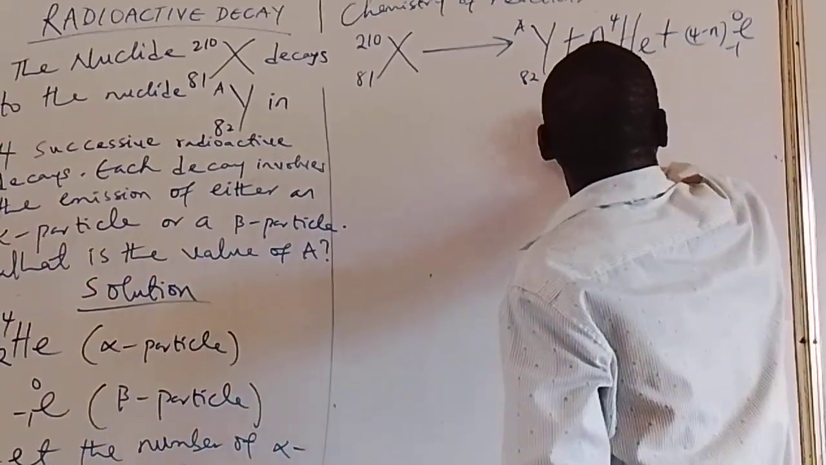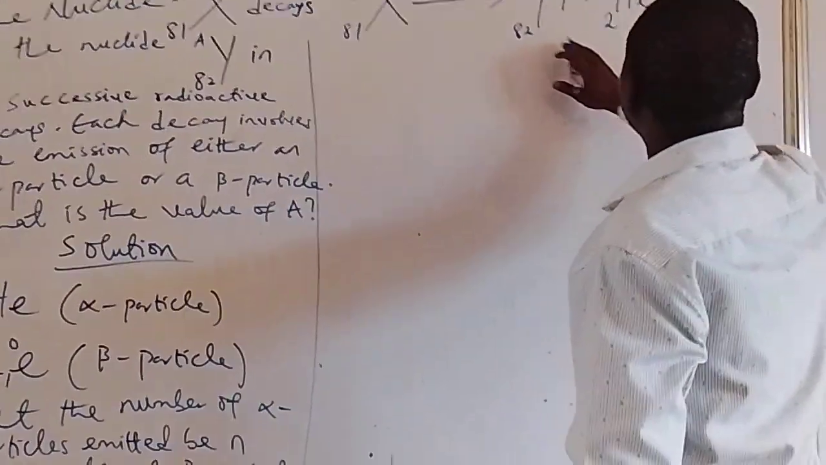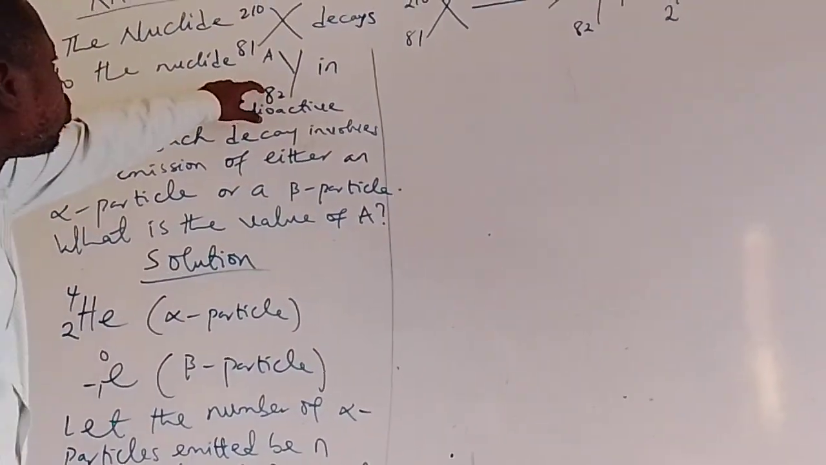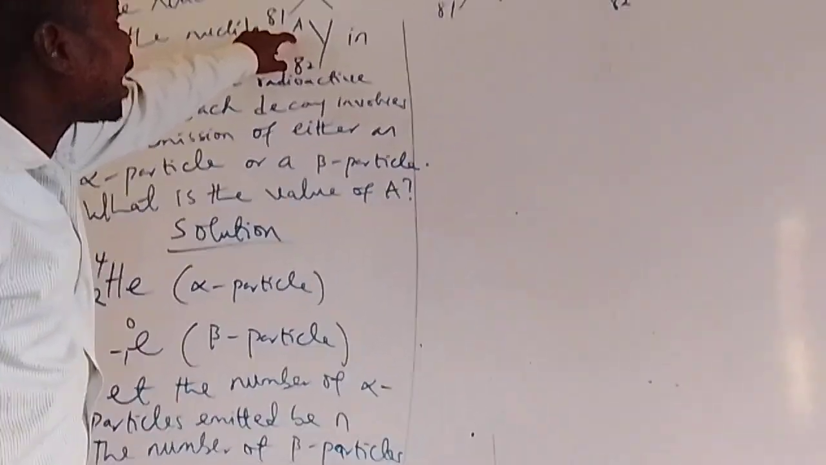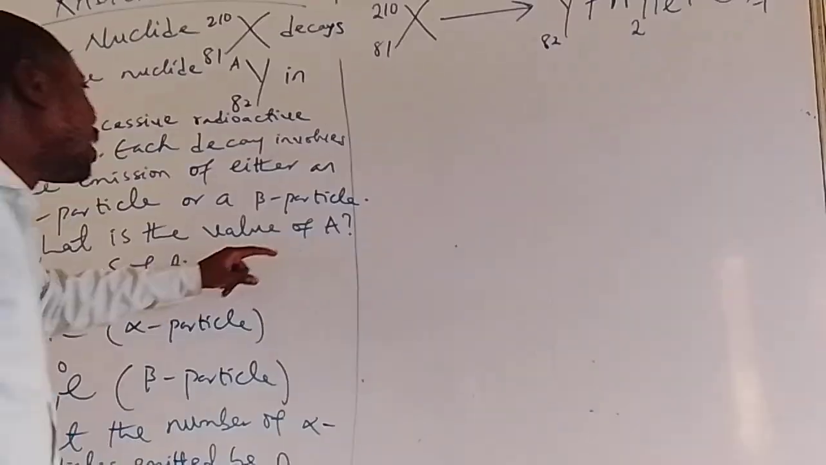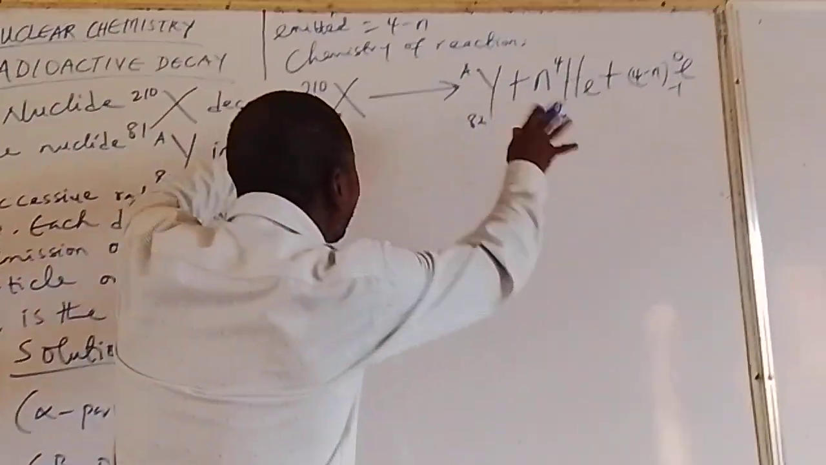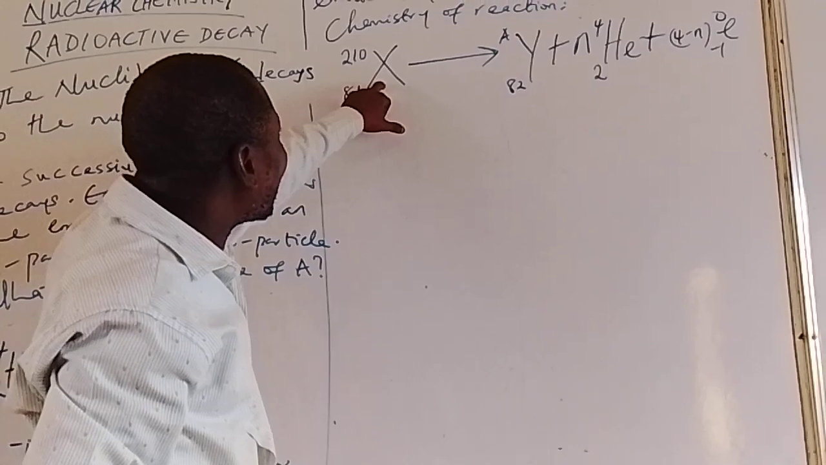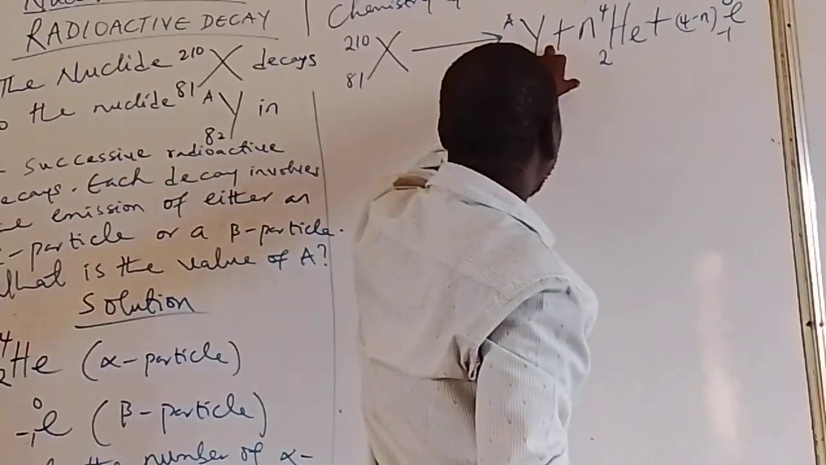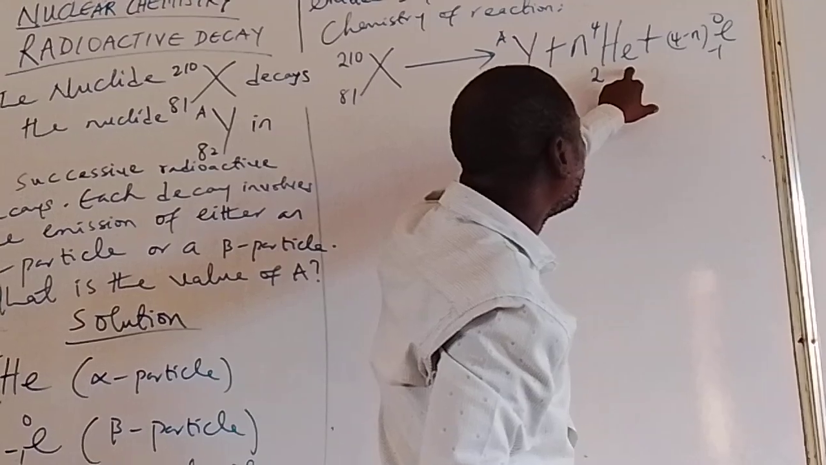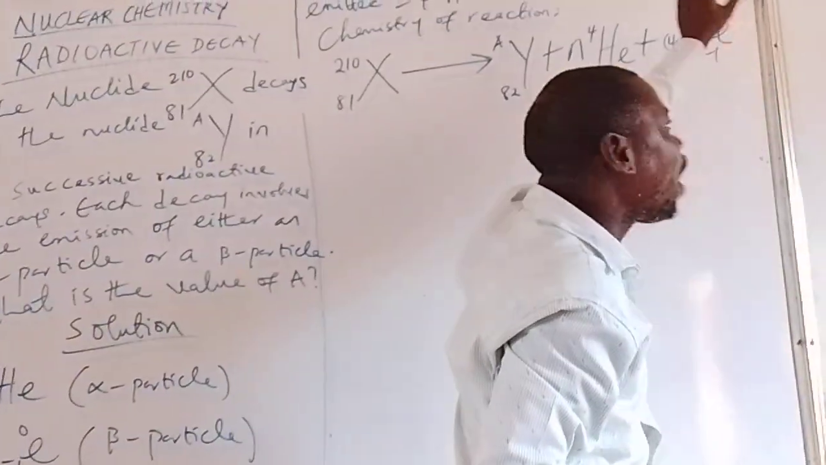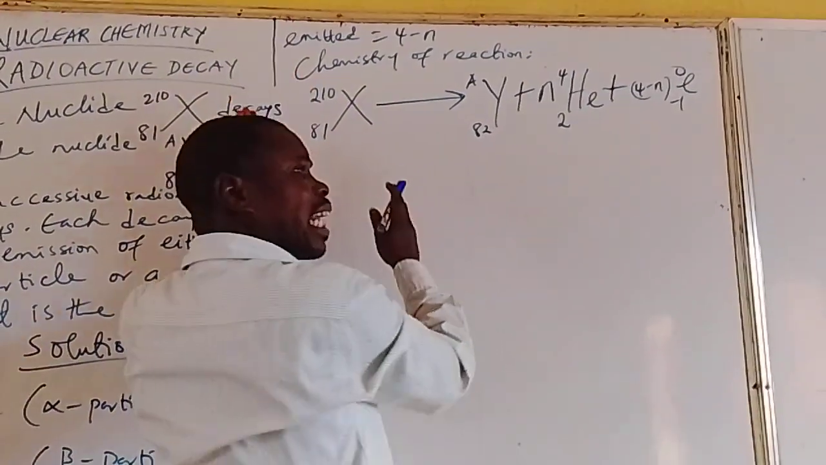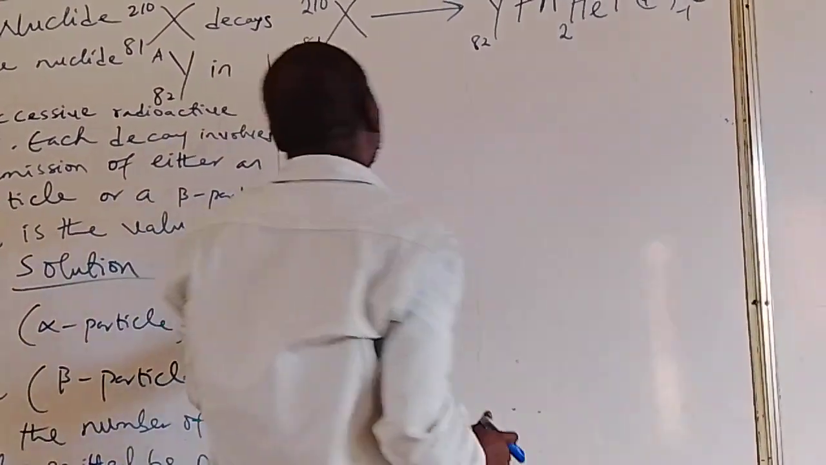So here, let's check what will happen. Here, it decays to atomic number 82, atomic mass A. The question now says what is the value of A. So we need to expand this. The chemistry of reaction for this decay is that element X decomposes to element Y and produces n alpha particles and 4 minus n beta particles. So we need to equate the atomic number on the reactant part to the atomic number on the product part.